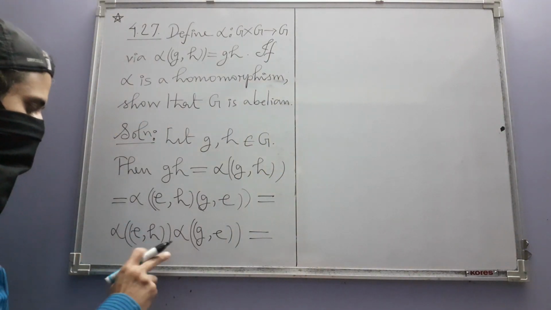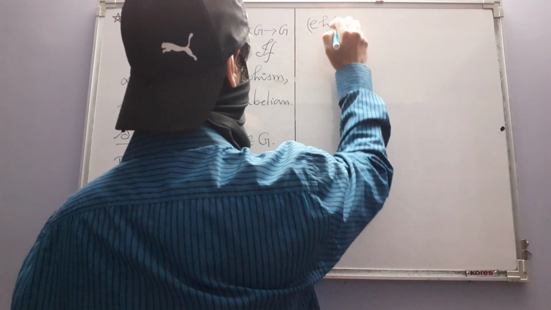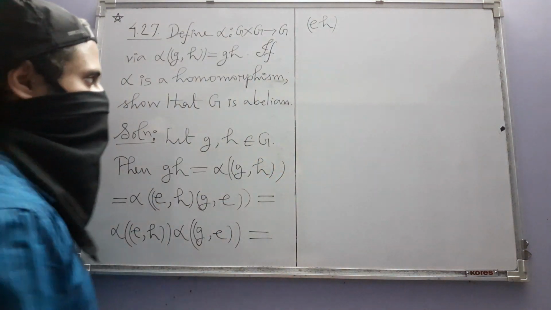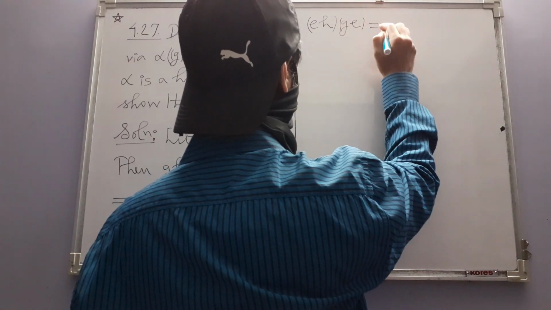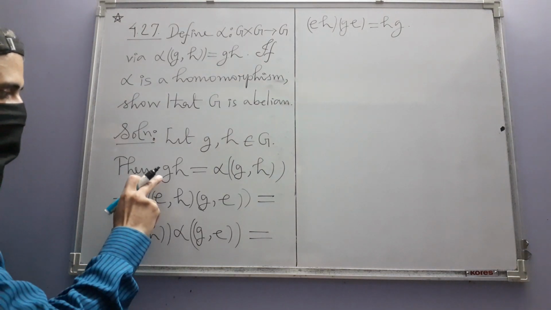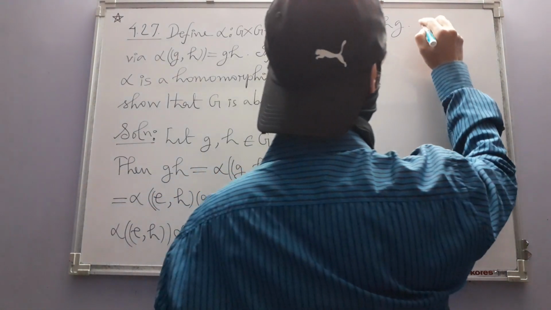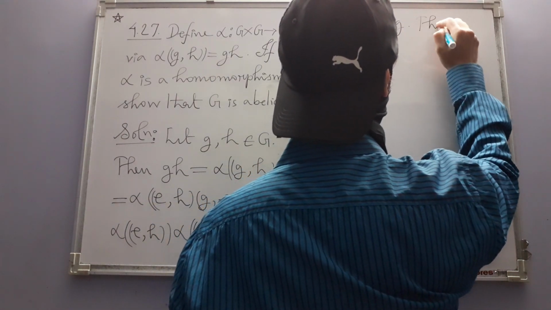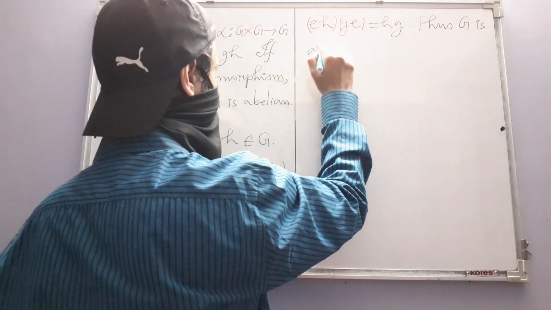So alpha of E comma H will be EH and alpha of G comma E will be GE. That is, we get HG. So we have proved that GH is equal to HG. Thus, G is abelian.